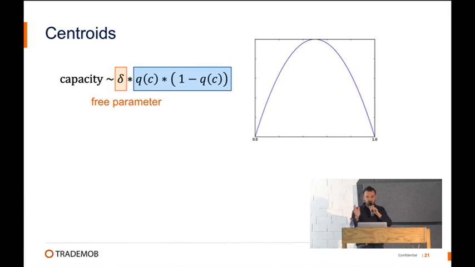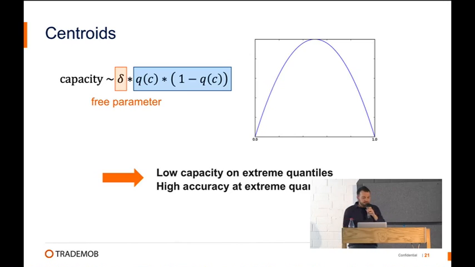But if we are around the median area, capacity is quite high, and there we can put a lot of elements into one centroid, and that is where you save the storage. To wrap this up, we have low capacity on extreme quantiles, and therefore high accuracy at extreme quantiles, and that's exactly what we are looking for. And with that, I would like to finish with the algorithms.